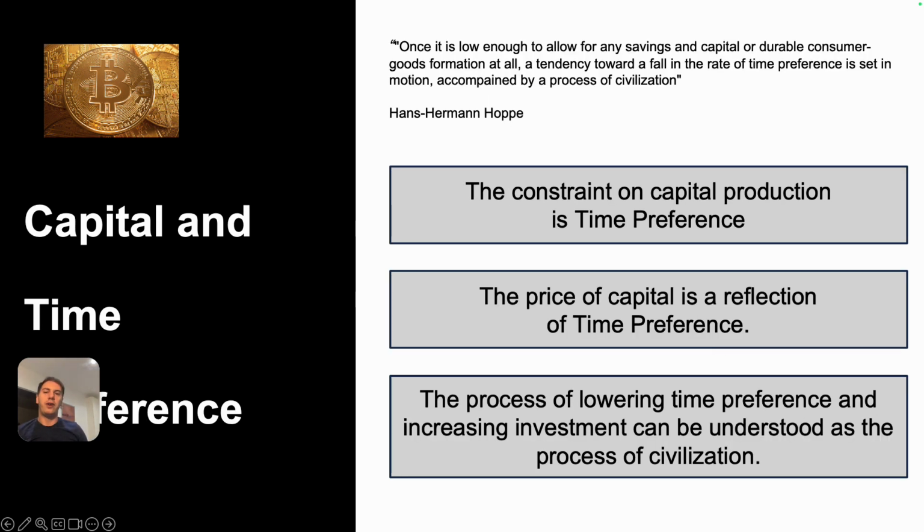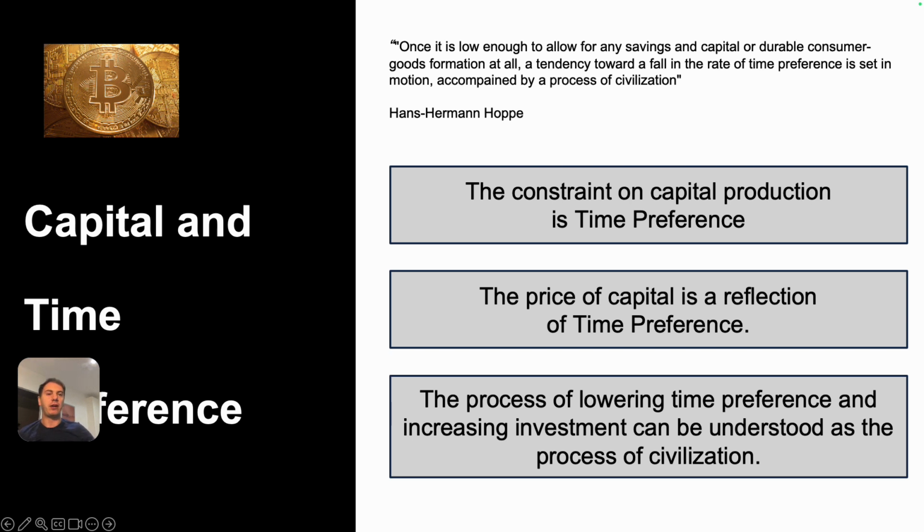Now, let's connect capital with time preference. Time preference was discussed already in the previous lectures. Hans-Hermann Hoppe, in one of his most famous sentences, said, "Once it is low enough to allow for any savings and capital or durable consumer goods formation at all, a tendency towards a fall in the rate of time preference is set in motion, accompanied by a process of civilization."